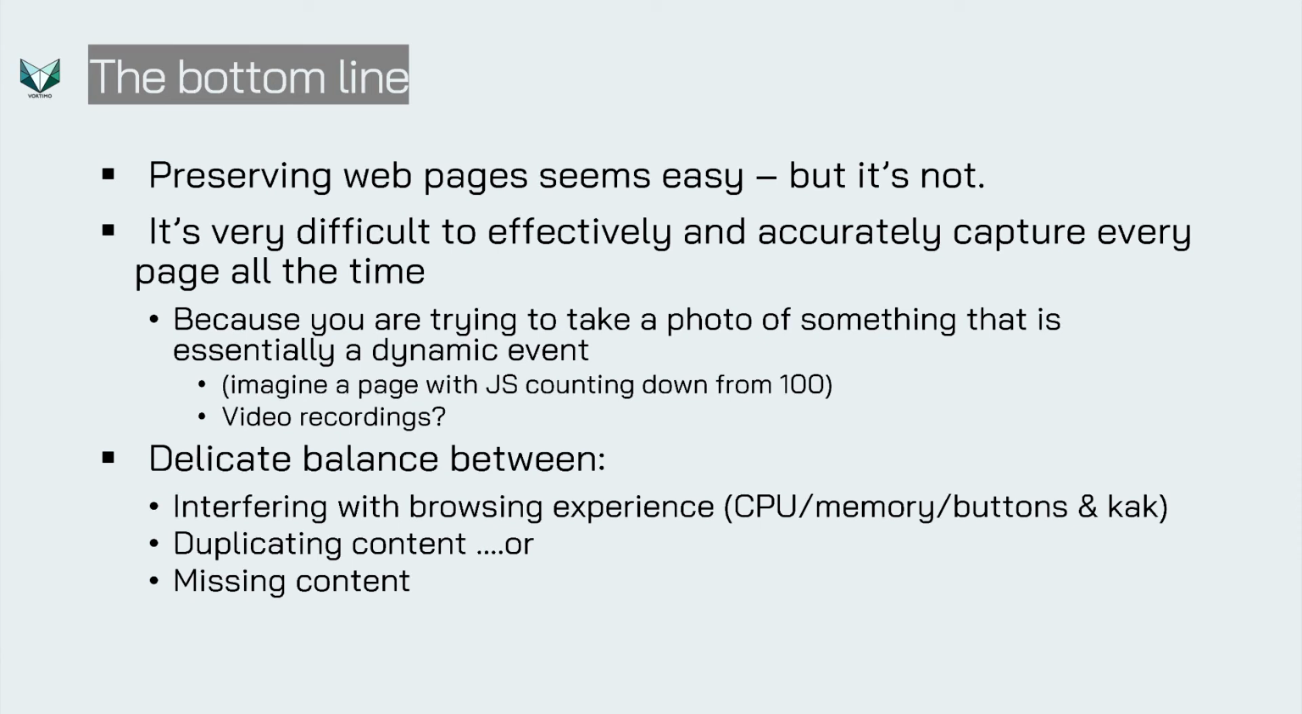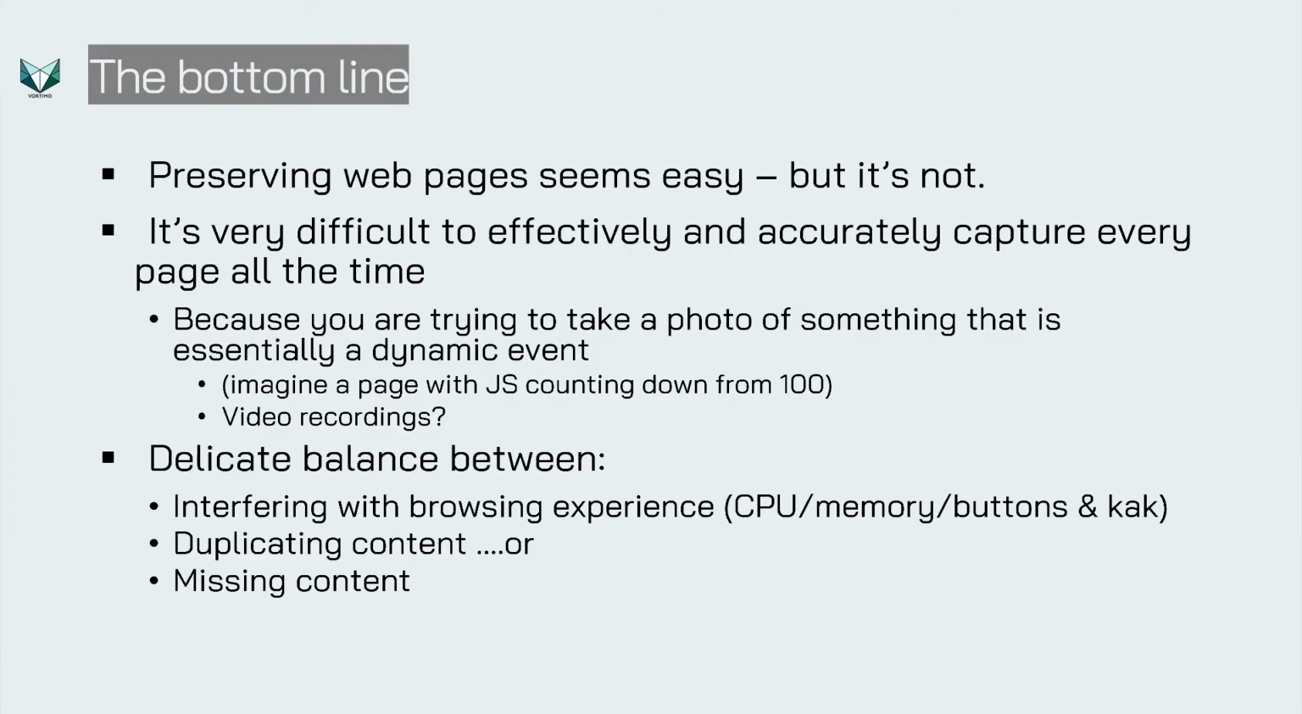It feels like we're trying to capture a dynamic event with a static mode. JavaScript counting down from 100 to 1. What are you going to save? What is the snapshot going to look like? At what number do you want to see that web page? Because remember, we don't save JavaScript, right?